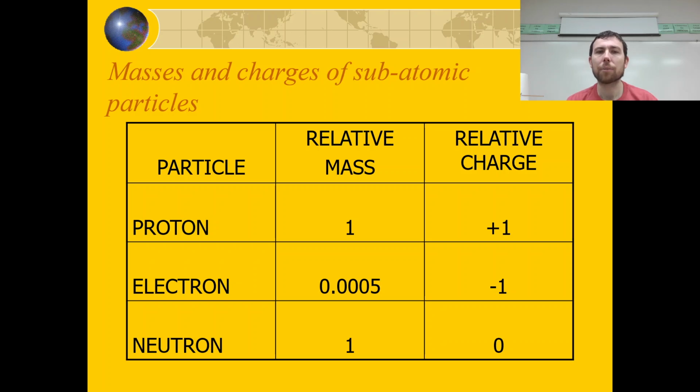And then the proton has a +1 charge. Now you see our electron has a relative mass of 0.0005. That's why we can say that the relative mass of the electron is negligible. And then it's got a negative relative charge. And then you've got your neutron, relative mass of 1, and a charge of 0. So again, just being able to look at that table and remember that information.